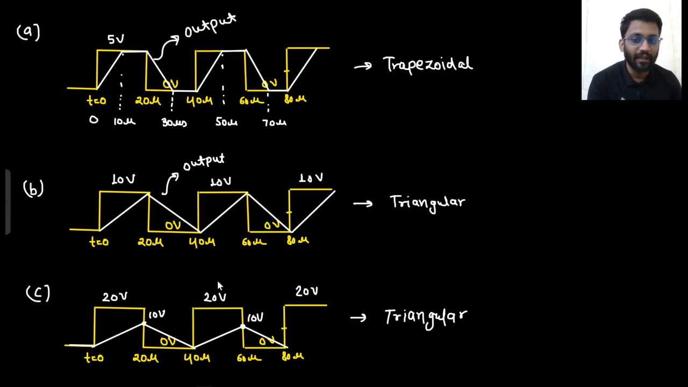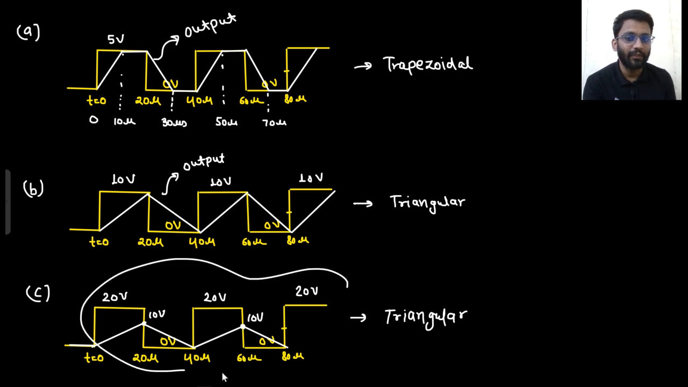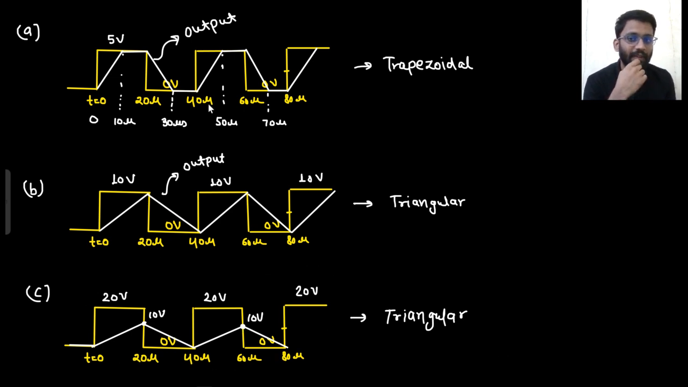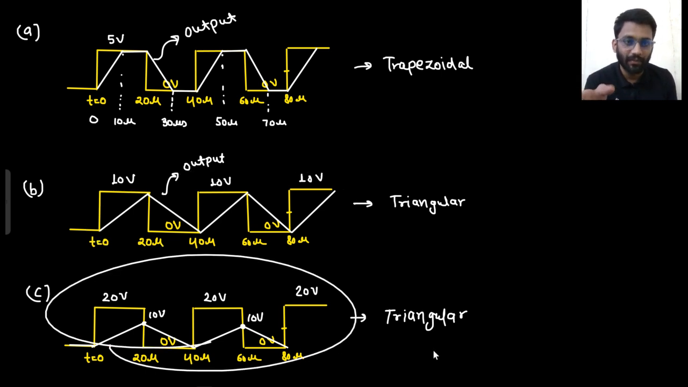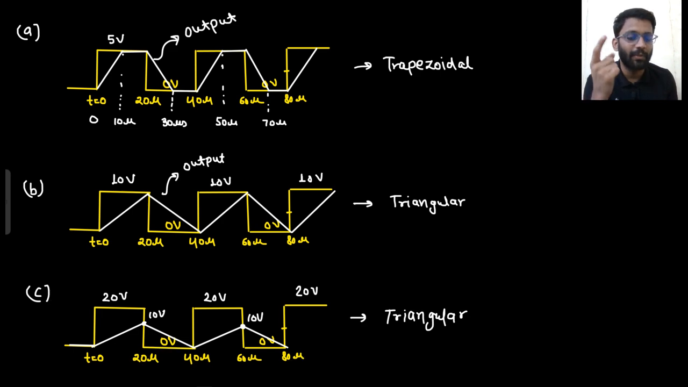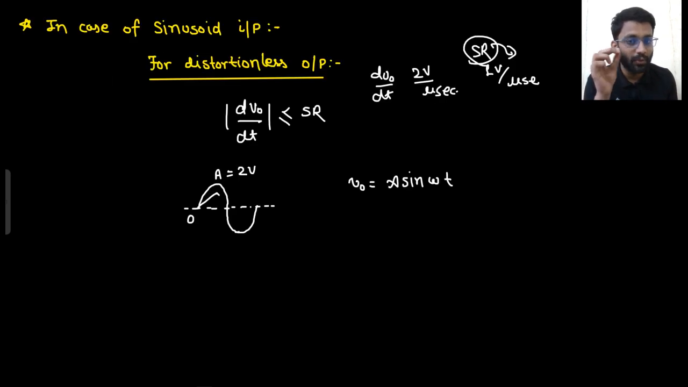The same thing happened here. This is the case of distortion, right? Here there is no distortion. Here at least it has reached the output voltage, the 10 volt. But here it could not even reach the final peak value. It wanted to reach 20 volt, but it wasn't able to because the slew rate was lesser.